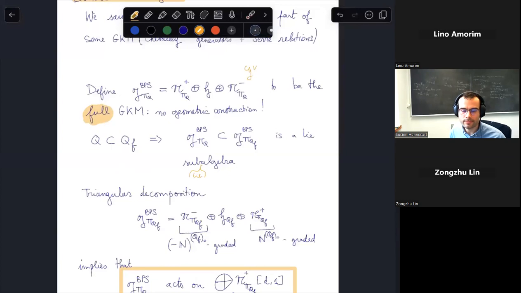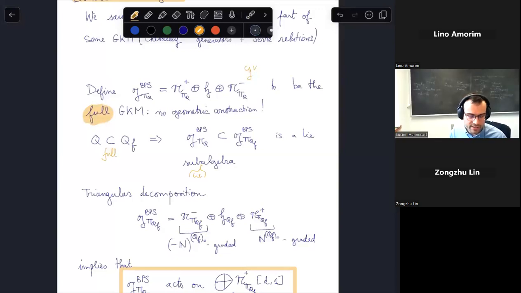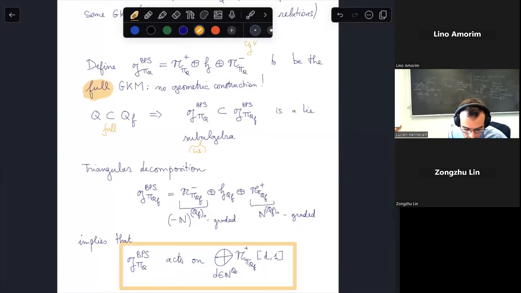Is this something special? If you take a full sub-quiver, so you have the frame of the point removed, and also the double of the point. You need to take a full subquiver, any full arrow subquiver. Otherwise, you mess up the relations.